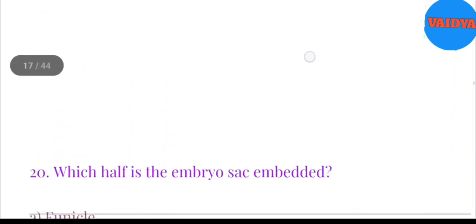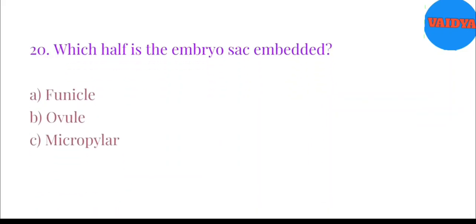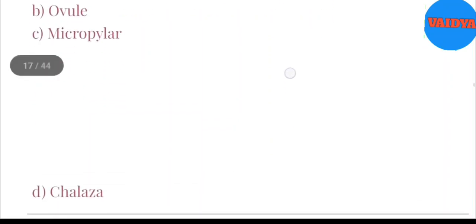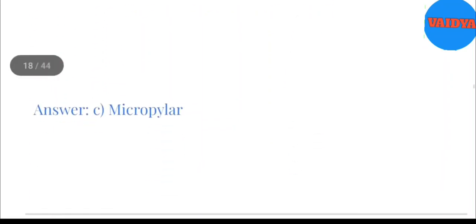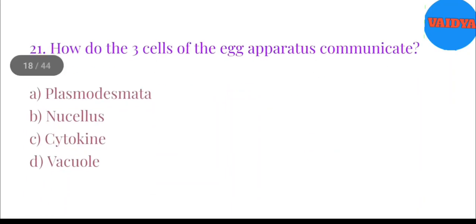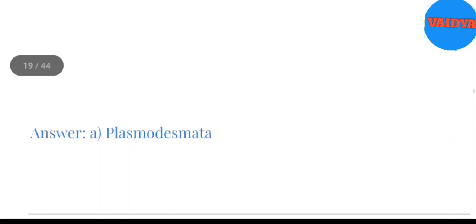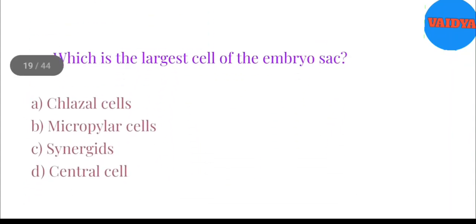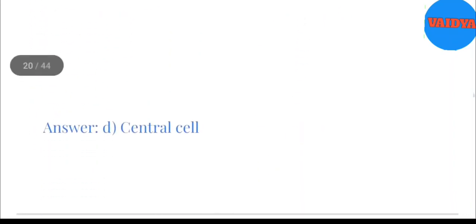21. Which half is the embryo sac embedded? A. Funicle. B. Ovule. C. Micropylar. D. Chalazal. Answer: C. Micropylar. 22. How do the three cells of the egg apparatus communicate? A. Plasmodesmata. B. Nucellus. C. Cytokine. D. Vacuole. Answer: A. Plasmodesmata. 23. Which is the largest cell of the embryo sac? A. Chalazal cells. B. Micropylar cells. C. Synergids. D. Central cell. Answer: D. Central cell.